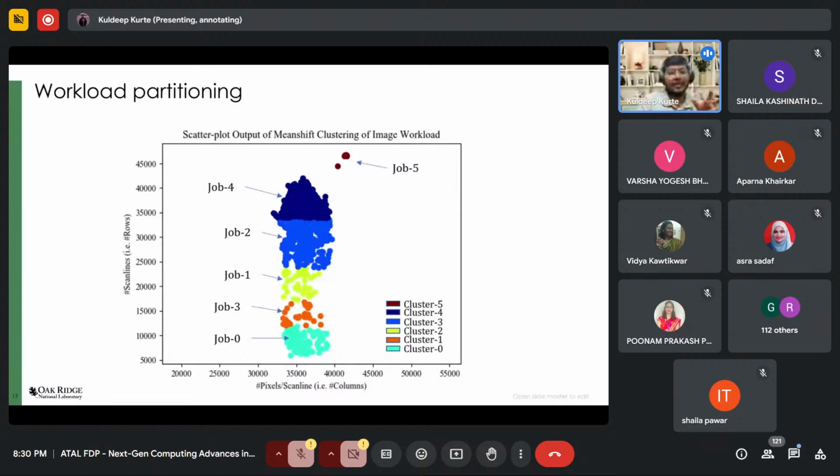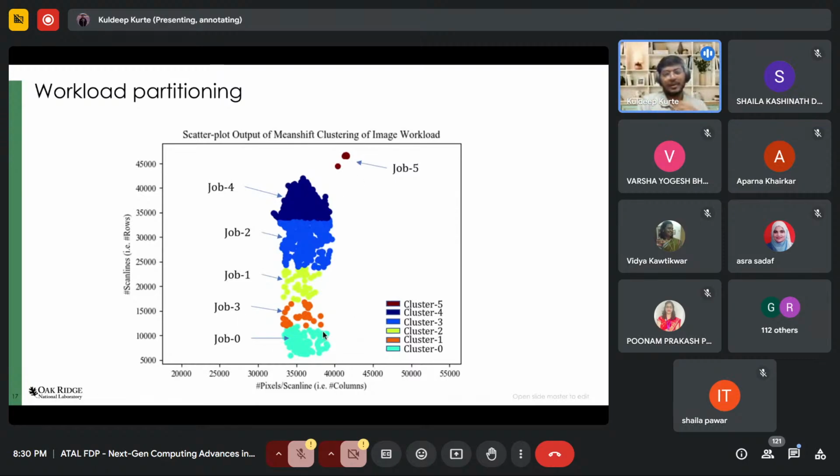So what we did was workload partitioning. This is again a very general term. Based on the type of data that you have, you can have your own approach to partition the data. But the underlying idea is the same: if your workload is imbalanced, we need to make it balanced. We use some kind of clustering approach to partition our data based on the number of rows and number of columns. Very simple approach.